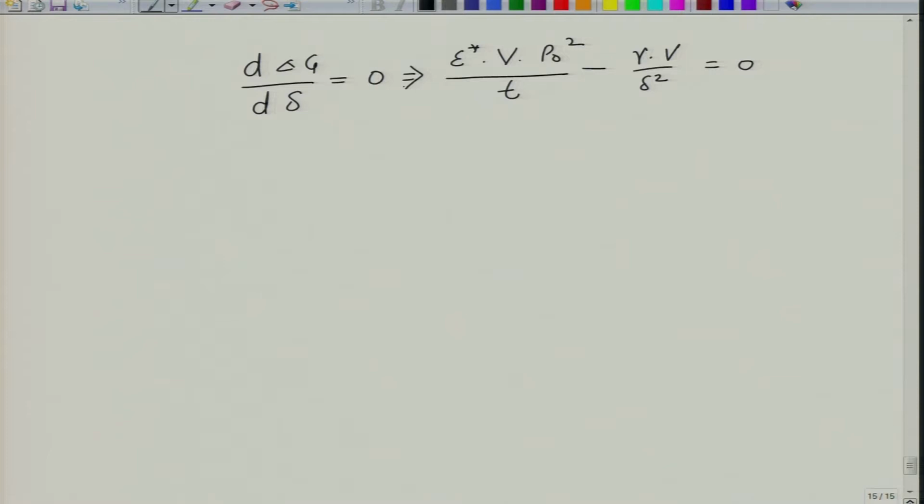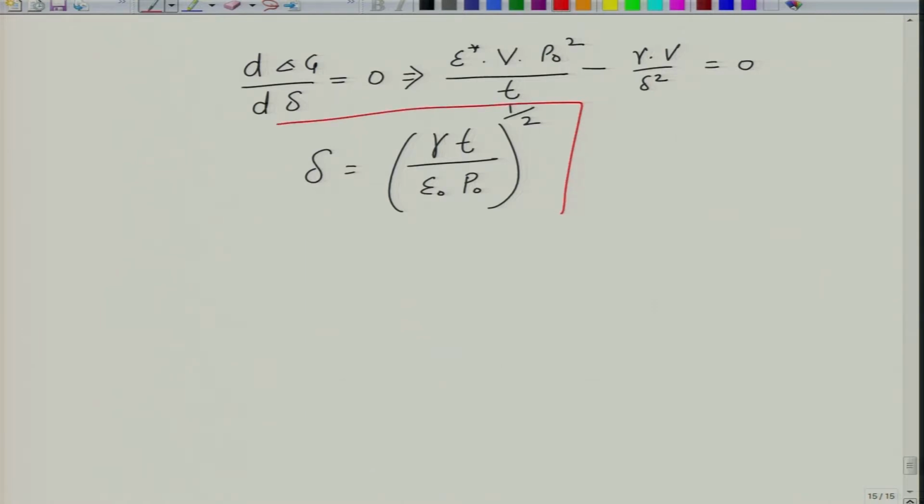So, from this we determine delta as (gamma T divided by epsilon naught P naught) to the power 1 by T. This is the stable domain wall width that you get in ferroelectric material. So, you can see here this delta is proportional to gamma, which means the higher the interfacial energy is, the bigger the domain size will be.